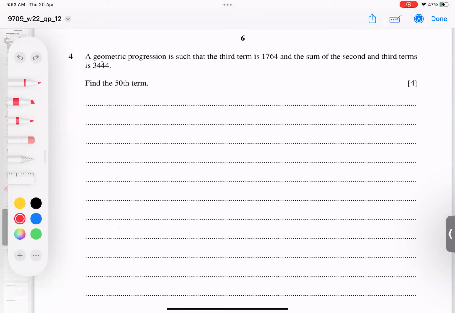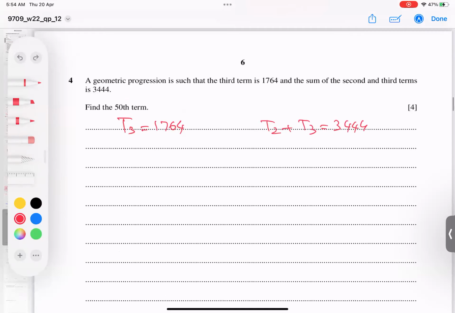A geometrical progression is such that the third term is this. He mentioned T3 equals 1764. And the sum of the second term and third term, I'm writing, second term and third term is 3444. Repeat: the sum of second term and third term, T2 and T3, addition means sum is this. How to handle this question now?